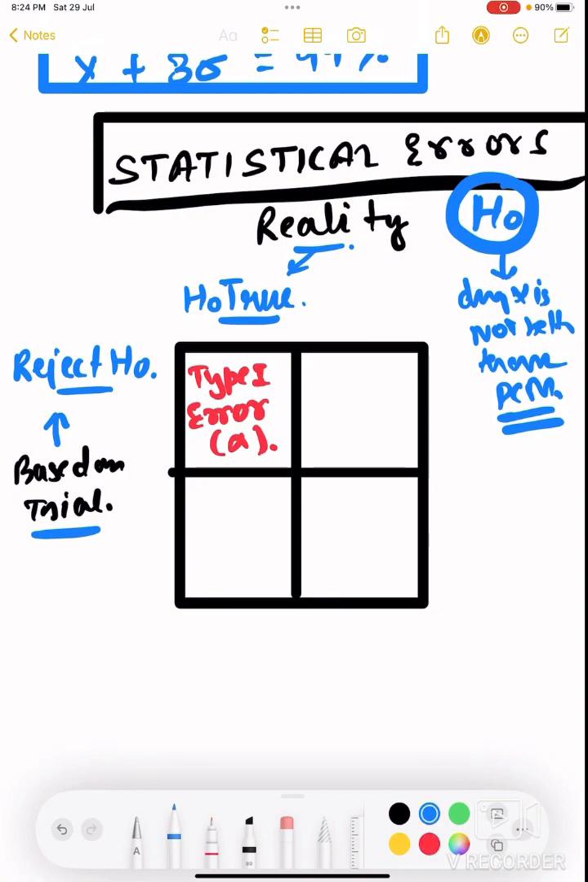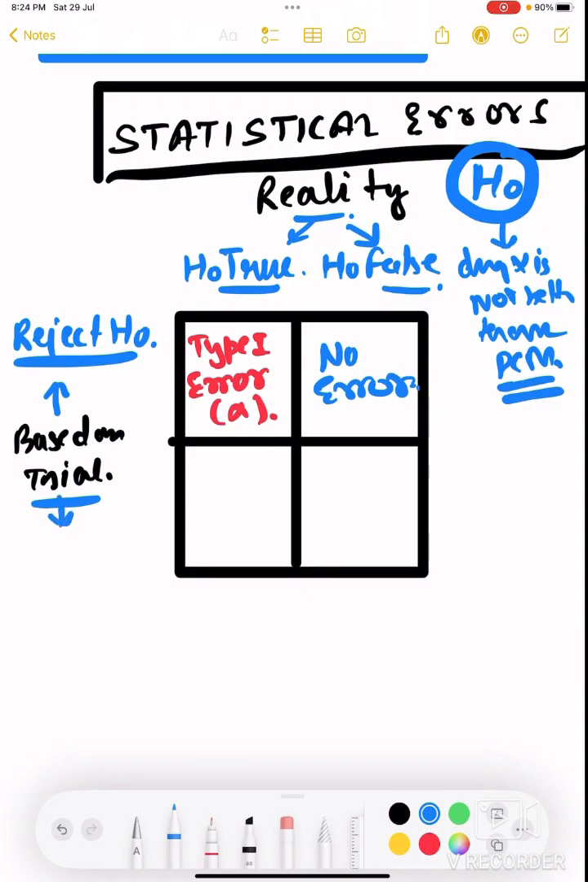Okay. Now there can be another reality also, in a parallel universe. There can be another reality that the null hypothesis is false, which means that drug X is actually better than paracetamol, and based on the trial, I am telling you that drug X is better than paracetamol, which means that there is no error.